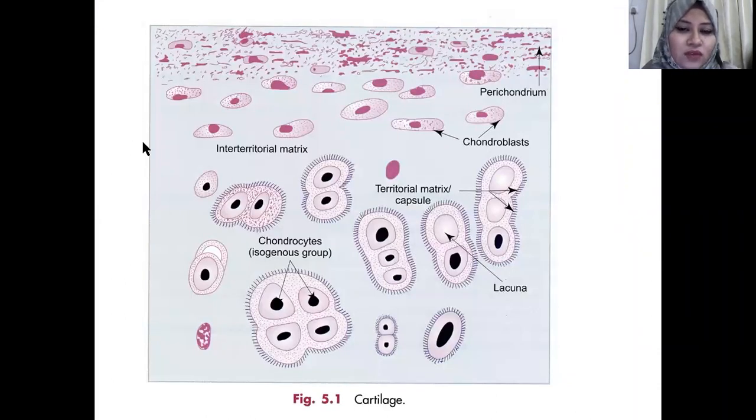This is a figure of cartilage where we can see the perichondrium, the covering of the cartilage, which contains fibroblast cells. From these fibroblast cells chondroblasts are formed, and these chondroblasts later divide and form the chondrocytes. Here we can see the lacuna where the chondrocytes are found. This is the isogenous group of chondrocytes.